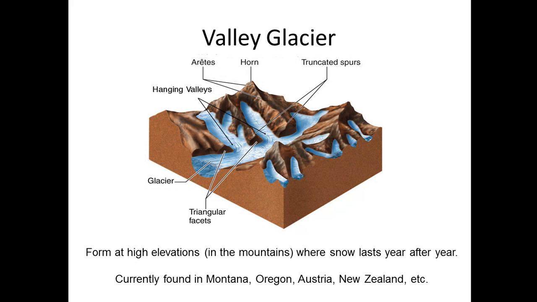So the snow never totally melts, it's always there, and it forms this compacted ice glacier up in the mountains. Currently, we have these valley glaciers in Montana, Oregon, Austria, in Europe, and in New Zealand, along with many other places.